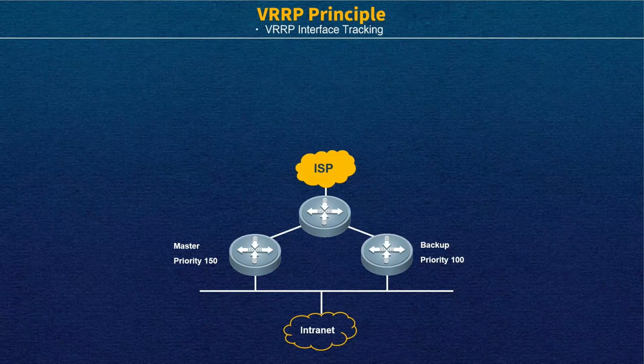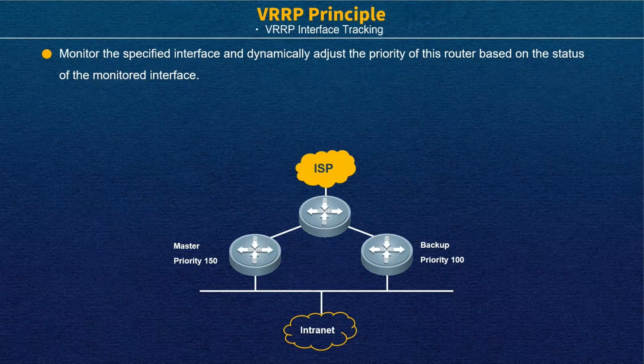The next one is VRRP interface checking. What's the function of this one? Like in this topology, the master has higher priority, 150, and the backup priority is 100. So according to the priority, finally the left router will become the master, and the right one will become the backup. In which scenario will the backup become a new master? If the master is broken, right? We will select the backup one to become the new master and forward the message out.